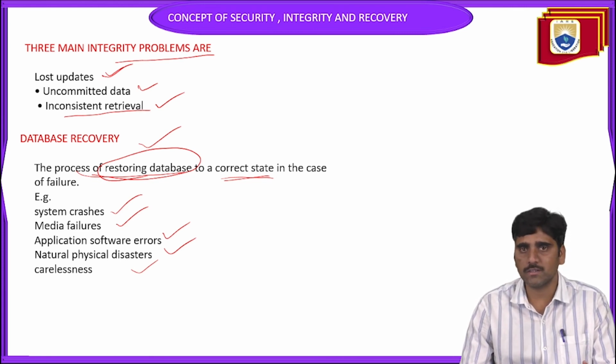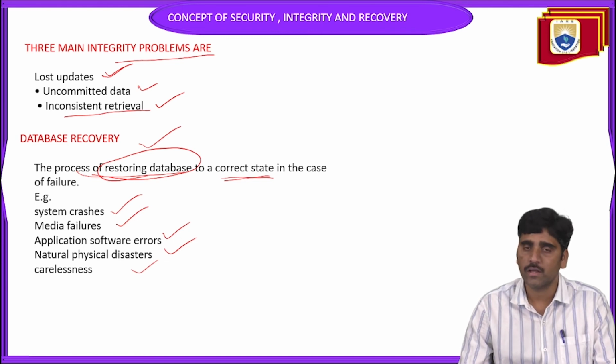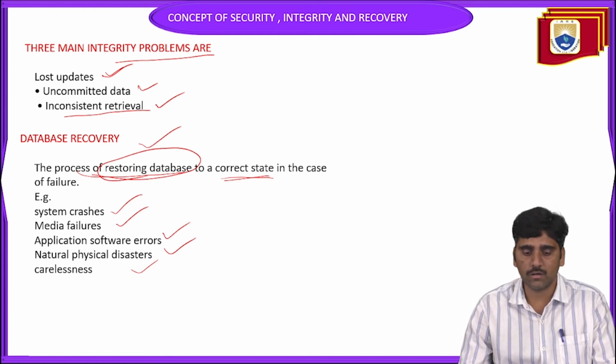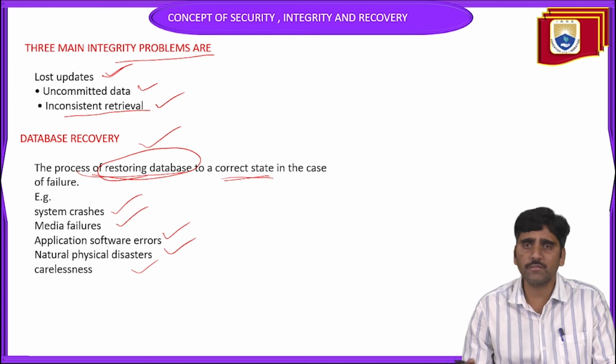System crashes: if you are not maintaining the systems carefully, or not using good software or a good operating system, your system automatically crashes. Media failures: if your hard disk or your media devices are not suitable, then failures will happen. And application software errors: some software has bugs, so those errors can also cause you to lose your data.